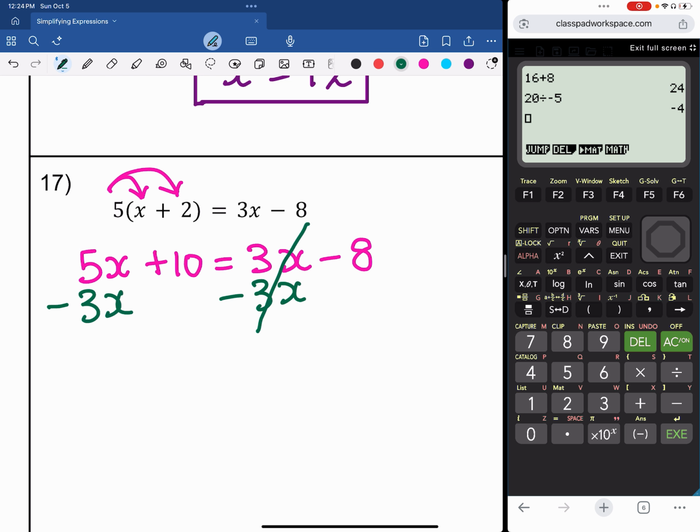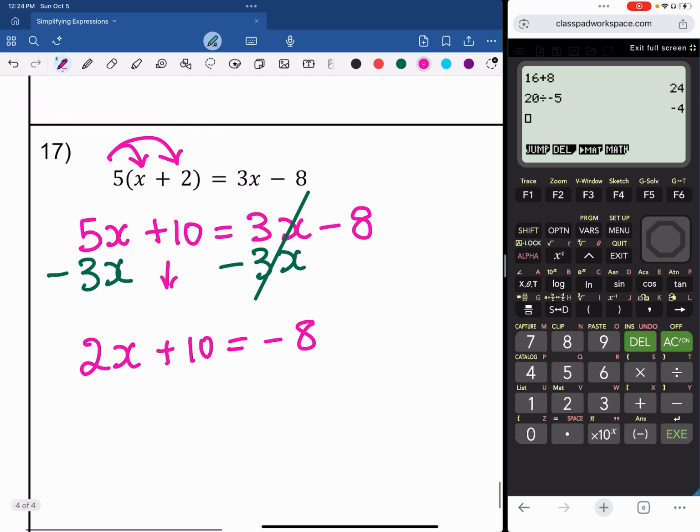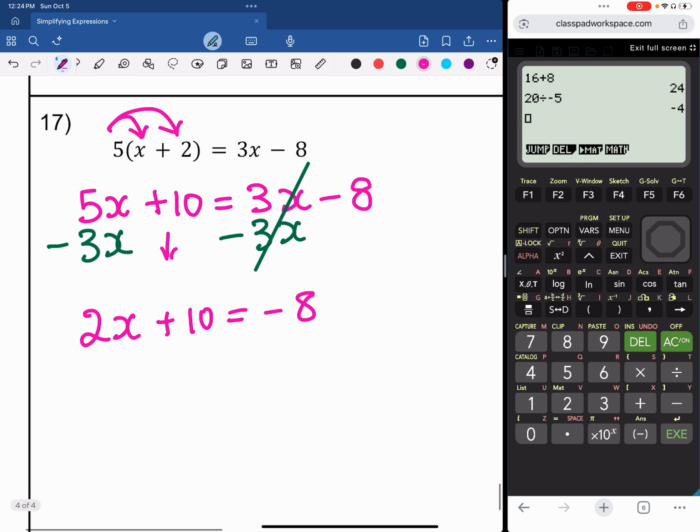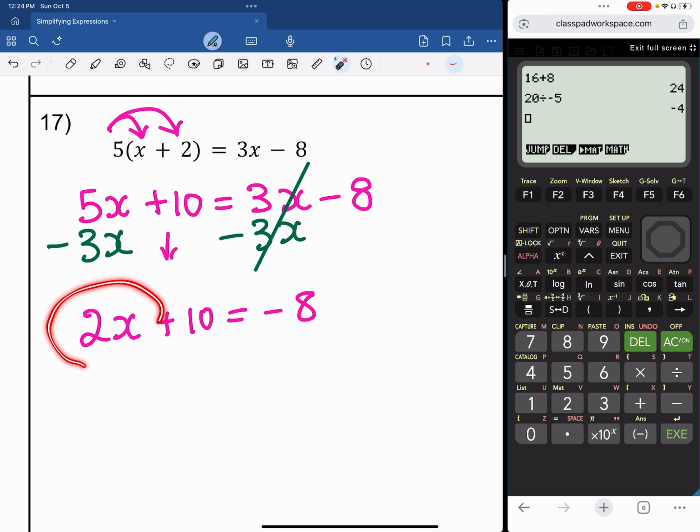3x minus 3x is going to cancel out. And now we're going to get to combine 5x minus 3x. 5x minus 3x is just 2x. Drop down to 10, so plus 10 is equal to negative 8. Now I have an equation that looks like what I had before. Goal here is to get this 2x by itself.